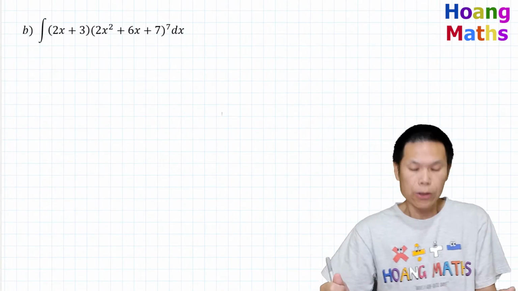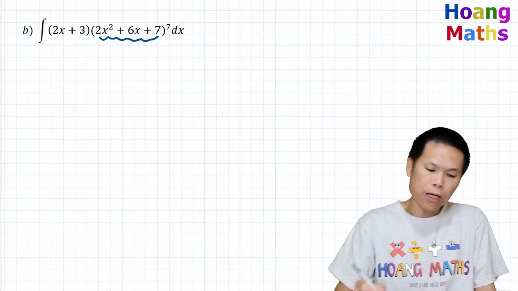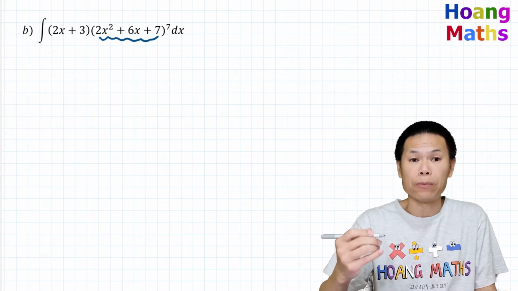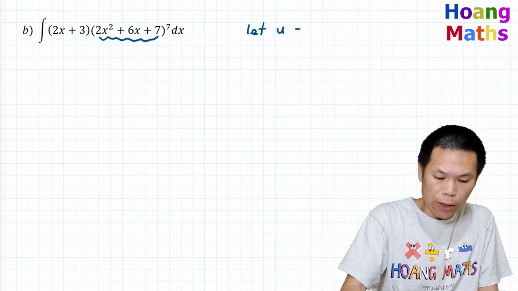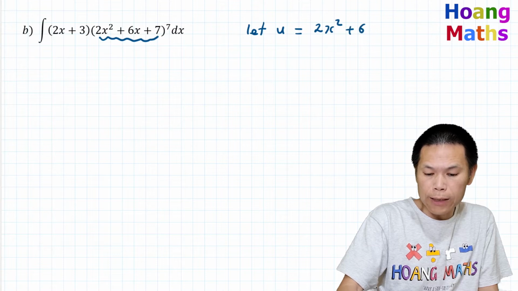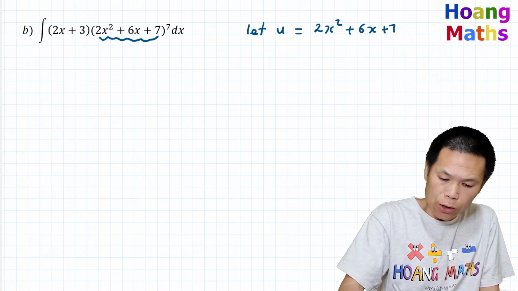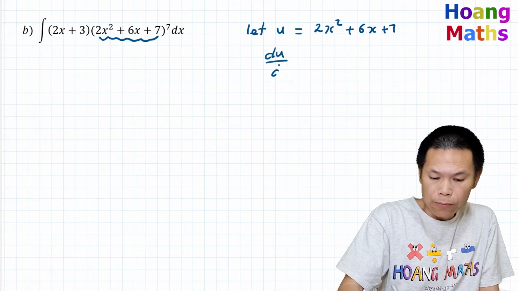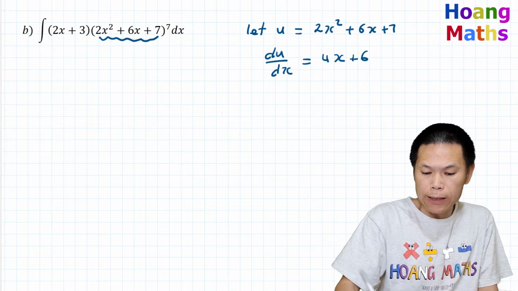Part B. Again, we let u equal this function here, because this function is to the power of 7. So we let u be equal to 2x squared plus 6x plus 7. And we differentiate this, so du/dx is equal to 4x plus 6.